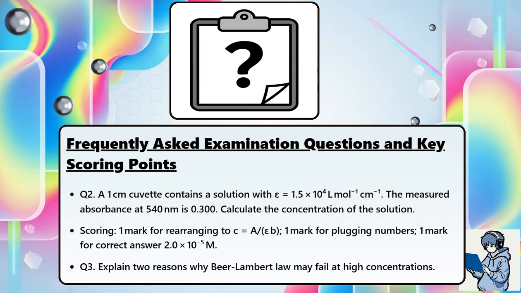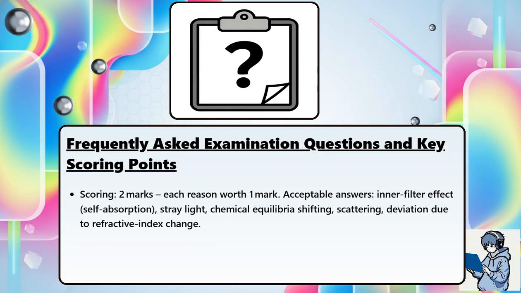Question 3. Explain 2 reasons why Beer-Lambert law may fail at high concentrations. Scoring 2 marks, each reason worth 1 mark. Acceptable answers: inner filter effect, self-absorption, stray light, chemical equilibria shifting, scattering, deviation due to refractive index change.